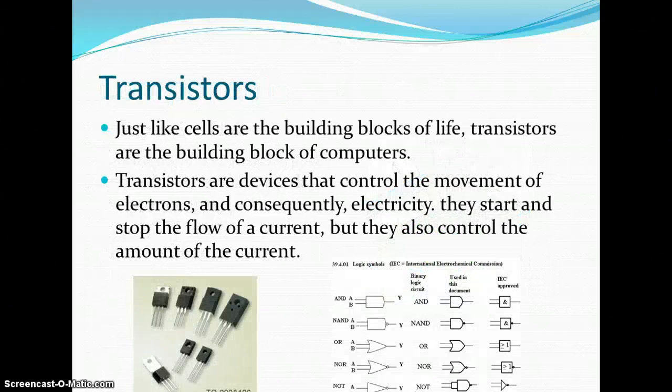So, the transistors. Just like cells are the building blocks of life, transistors are the building blocks of computers. So let's start with how the physical arrangement of switches gives rise to simple logical functions. For example, two switches in series provide a basic AND gate, while two switches in parallel provide a basic OR gate. Active switch implementation uses powered switching devices such as relays or transistors.